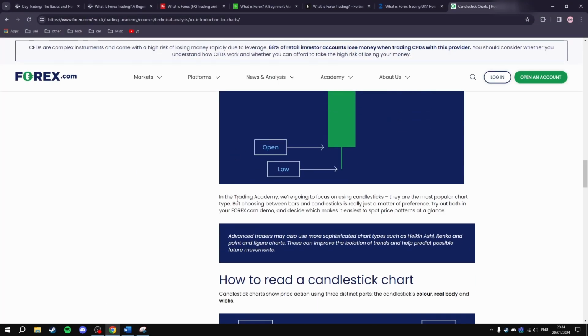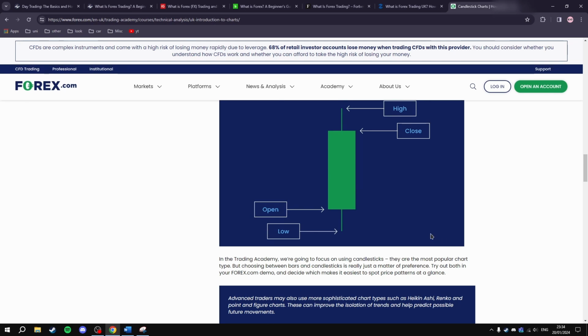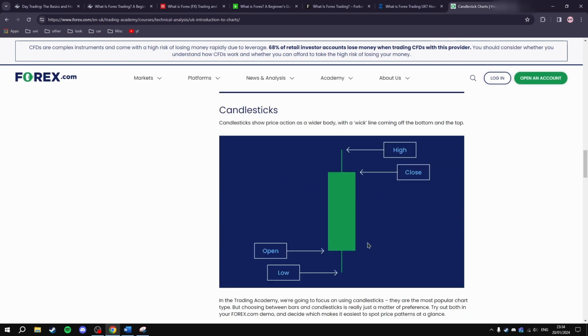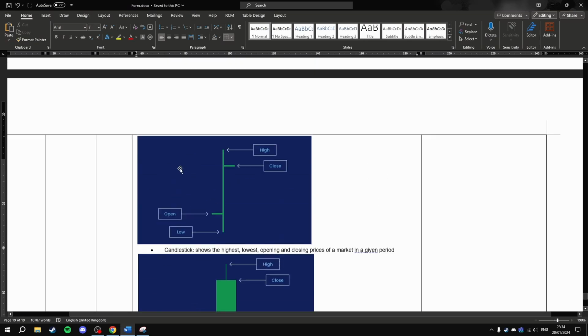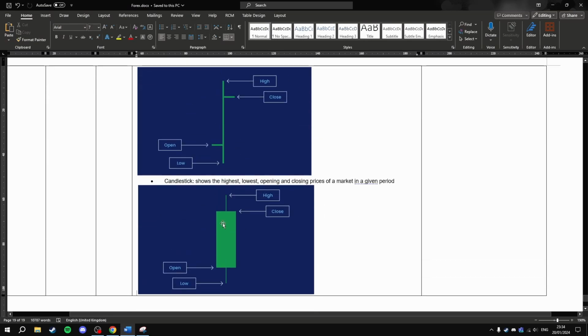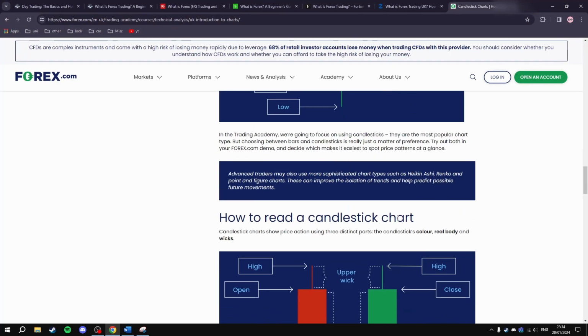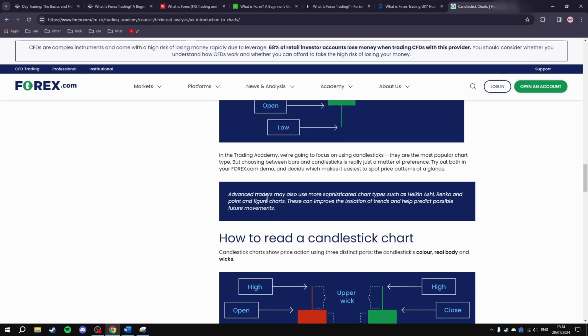In the Trading Academy, we're going to be focused on using candlesticks. They're the most popular chart type, but choosing between bars and candlestick is really just a matter of preference. Try out both in your Forex.com demo and decide which makes it easier to spot price patterns at a glance. I think it will be candlestick, to be honest, because it just looks nicer in my opinion. Advanced traders may also use more sophisticated chart types such as Heikin-Ashi, Renko and point and figure charts. These can improve the isolation of trends and help predict possible future movements.